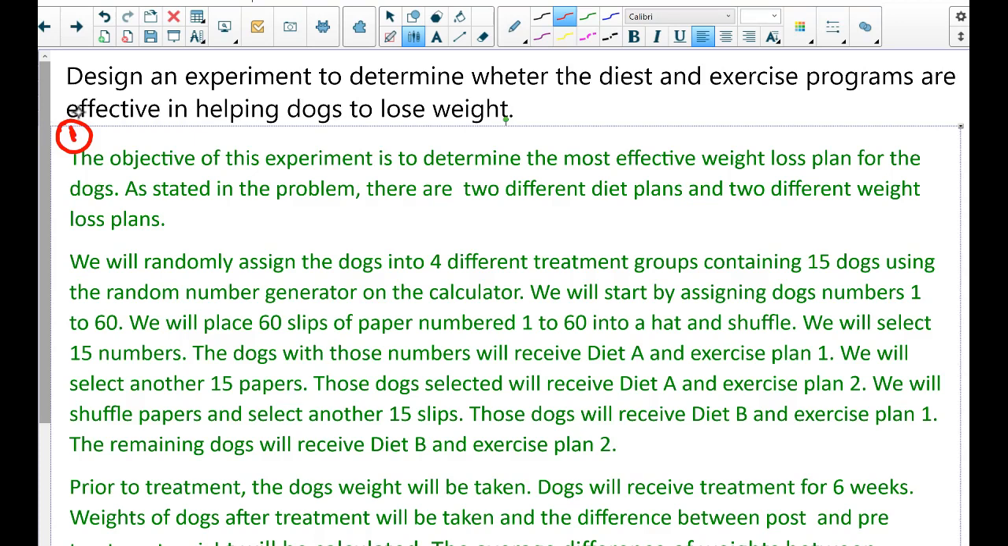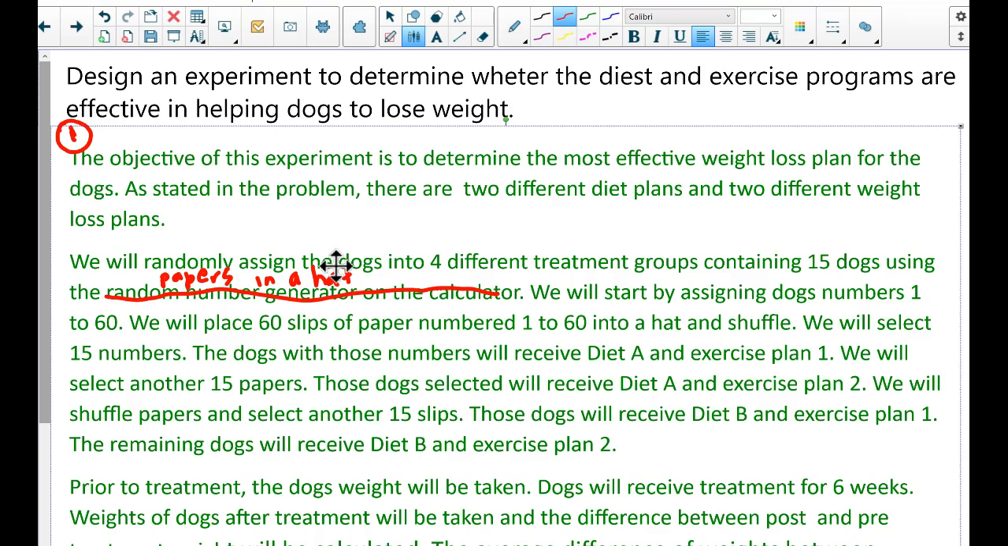Now we're going to do the random assignment, and I'm going to use slips of paper. We will randomly assign the dogs into 4 treatment groups containing 15 dogs using papers in a hat. We will start by assigning dogs numbers 1 through 60. We will place 60 slips of paper numbered 1 to 60 in the hat and shuffle.